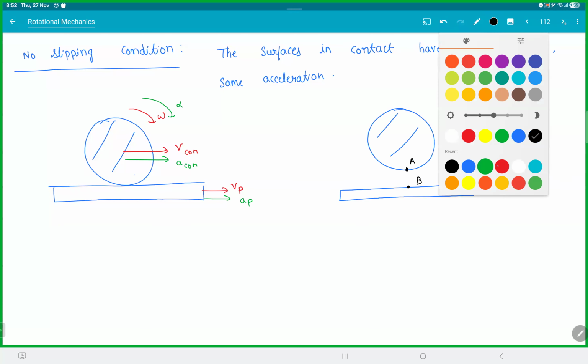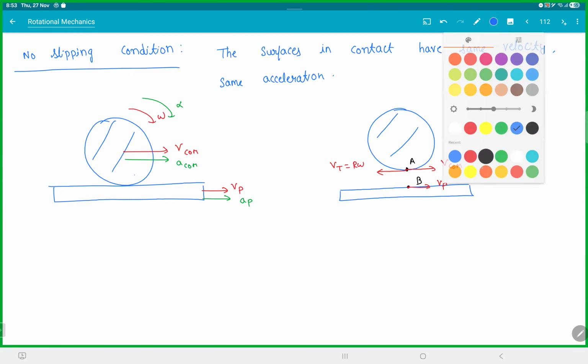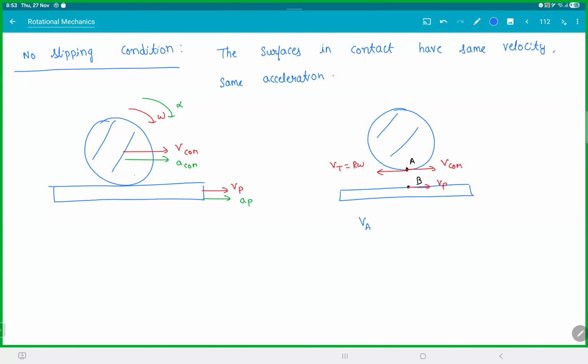So if you look at the velocity, it has translation velocity V center of mass forward. It has V tangential, r omega, backward. And this point will have V plank forward. Since it is not slipping, velocity at A must be equal to velocity at B. That is, V center of mass minus V tangential must be equal to velocity of the plank. This is your no slipping condition. Again, don't remember this. Remember it like this: no slipping condition is the points in contact should have the same velocity.